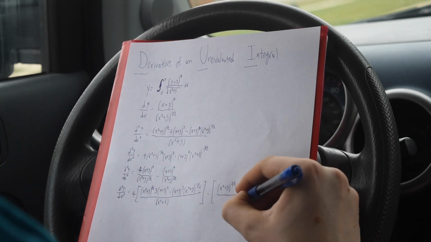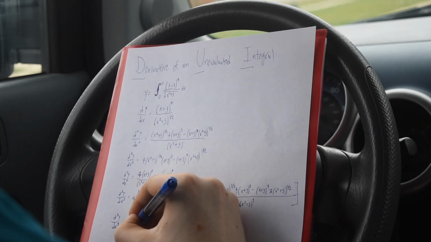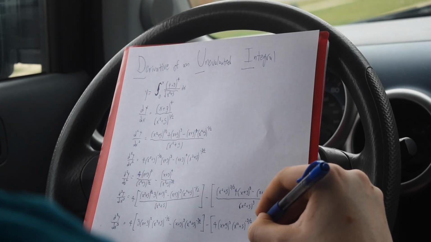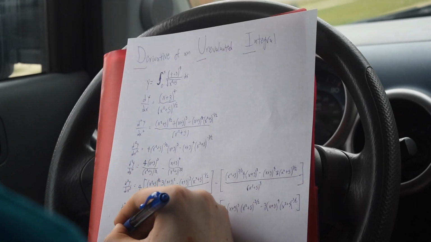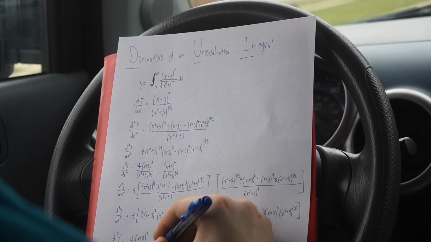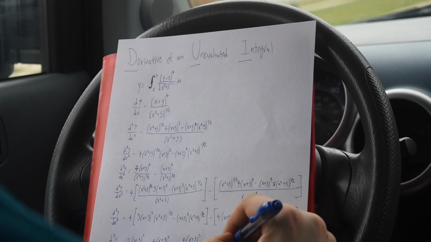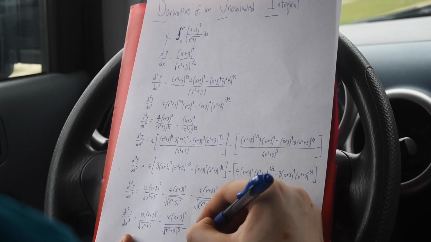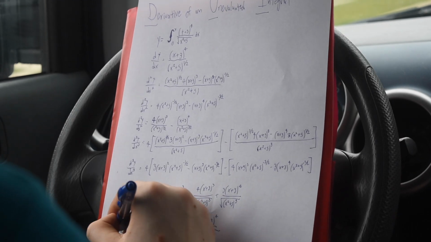To take the third derivative, we must again use the quotient and chain rules, and simplifying the answer gives us 12 times (x plus 3) squared over the root of x squared plus 5 minus 8 times (x plus 3) cubed over the root of (x squared plus 5) cubed plus 3 times (x plus 3) to the 4th over the square root of (x squared plus 5) to the 5th.